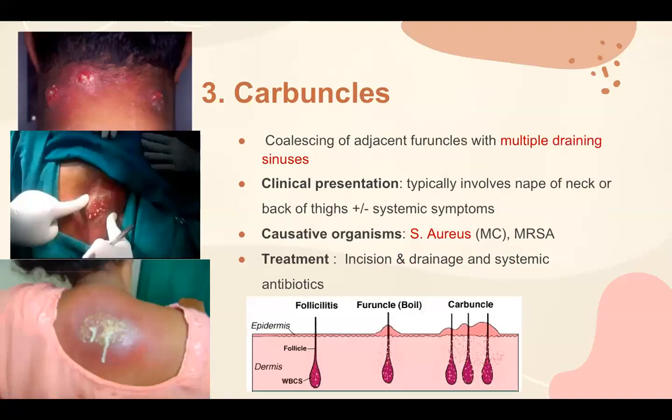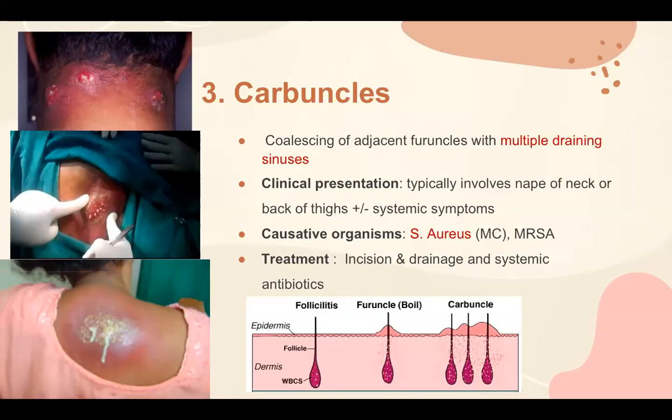Next is carbuncles, which is basically coalescing of a group of furuncles, and it presents with multiple draining sinuses, as you can see in this picture. Usually in the nape of the neck or back of the thighs. It can also present with systemic symptoms such as fever, chills, and fatigue. The causative organism, again, is Staph aureus.